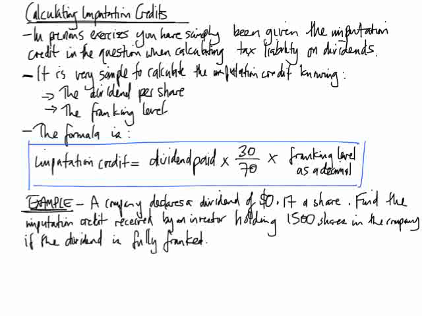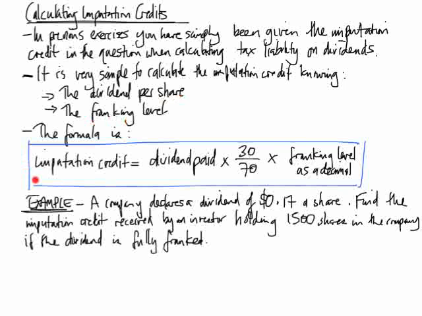So in previous exercises, like exercise 7D.5, where you've been working out tax on dividends, you've simply been given the imputation credit, and obviously you just take that away from the tax liability and you get whether the shareholder owes tax or is owed tax. Now, you may be asked to actually work out what the imputation credit is, and it's easy to work out as long as you know the dividend per share and the franking level of these dividends.